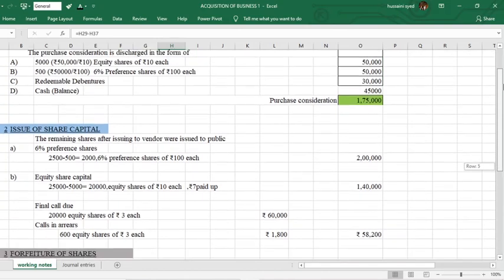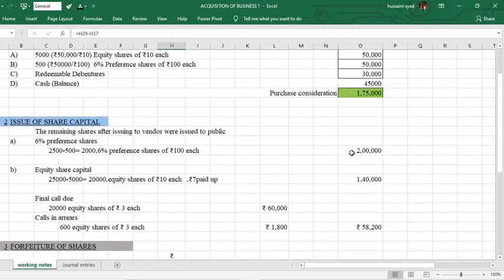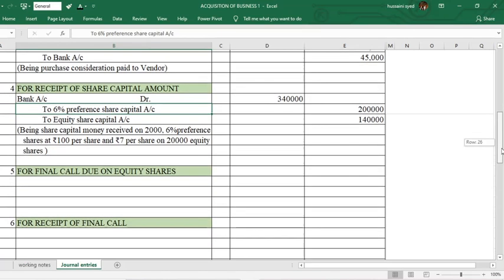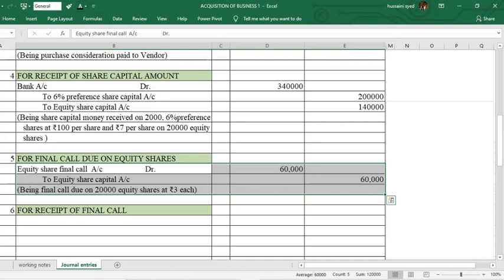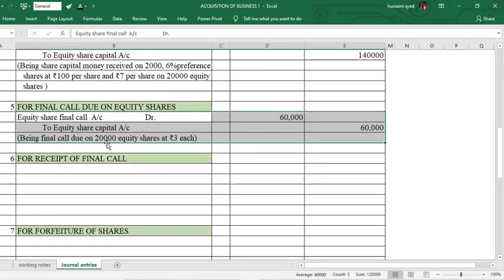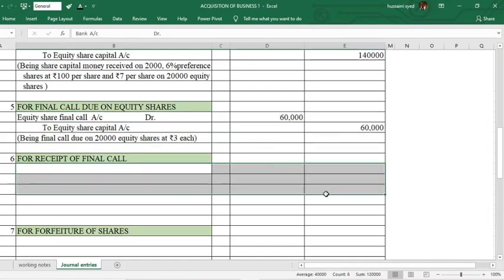You can refer over here in the working notes. How much have they collected from the preference shares? 2 lakhs. And how much from equity shares? 1,40,000. This final call will be written separately. First, we'll write the due amount, that is, how much we have to collect on the final call. 20,000 equity shares into rupees 3 each. So you have to collect 60,000 on the final call.